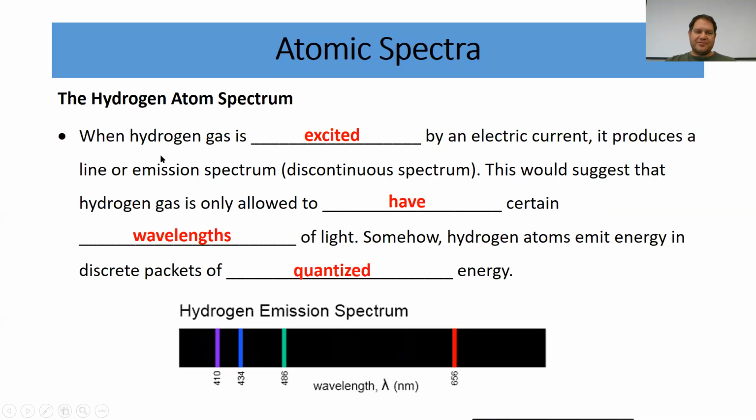So here's some more details. When hydrogen gas is excited by an electric current, it produces an emission spectrum, which is discontinuous. And we've looked at that, which suggests that hydrogen gas is only allowed to have certain wavelengths of light. Somehow, hydrogen atoms emit energy in discrete packets, quantized energy. In other words, we know that those discrete packets are really photons, particles of light now, okay?